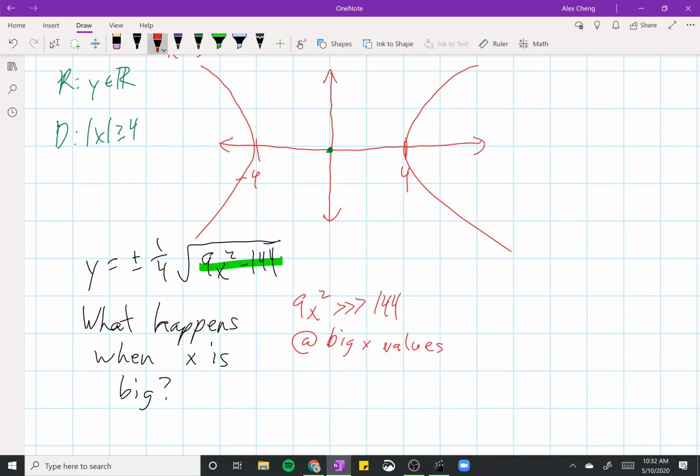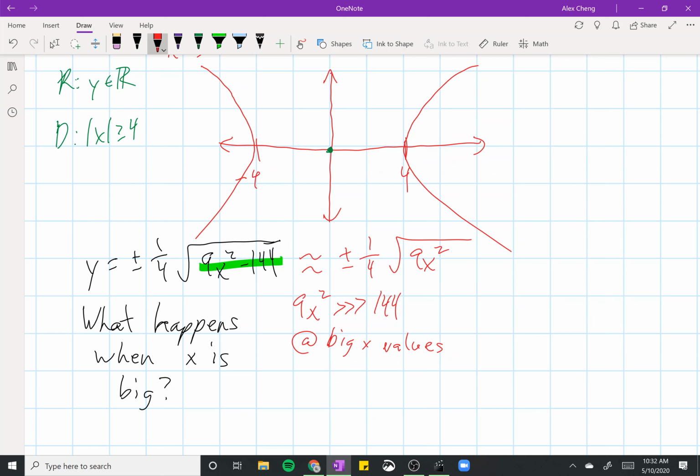What does that mean? Well, this graph essentially looks just like plus or minus 1/4 the square root of 9x squared, because that 144 is negligible in the long run. Not exactly equal to, because obviously 10 bajillion minus 144 is not equal to just 10 bajillion, but it's very, very close in the grand scheme of things.